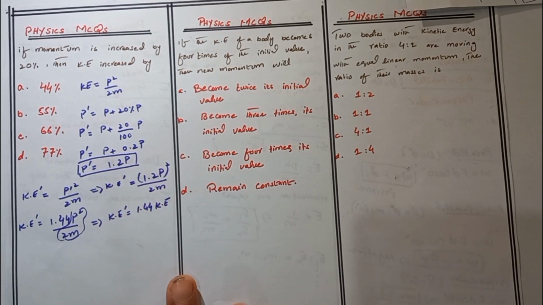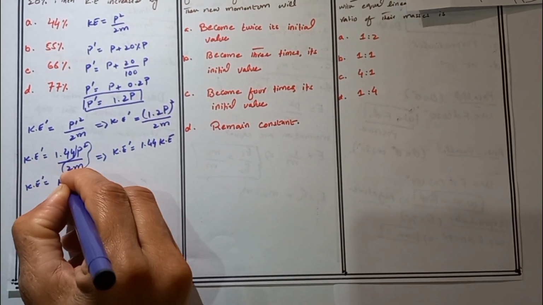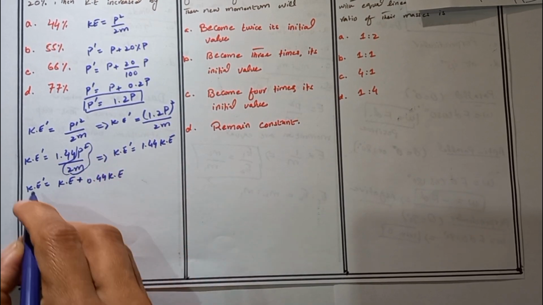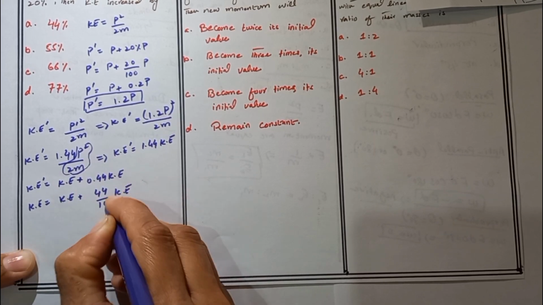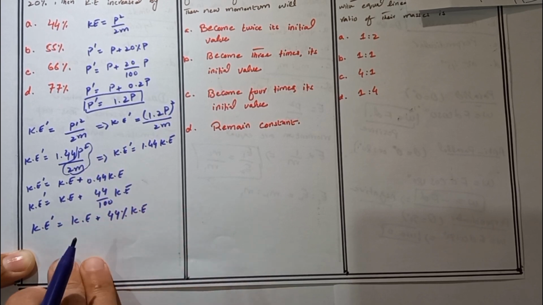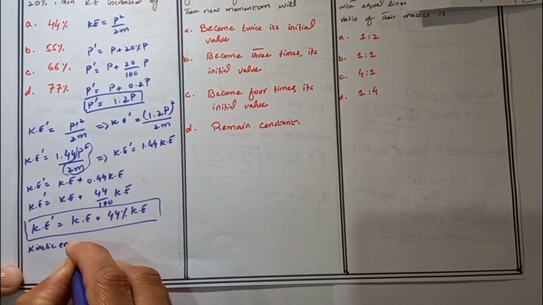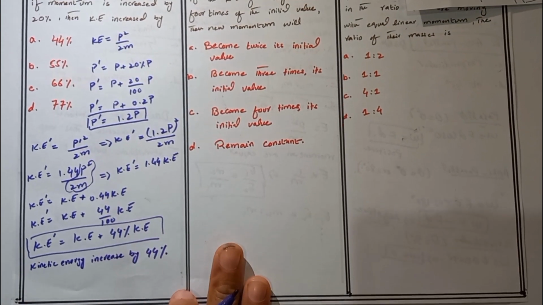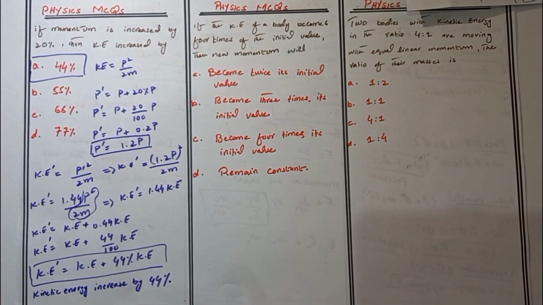So we can write the kinetic energy as kinetic energy plus 0.44 kinetic energy. This shows how much the kinetic energy has increased. We can write it in percentage form as 44 by 100 of the kinetic energy. So this shows that kinetic energy increases by 44%. The correct option is option A, that is 44%.